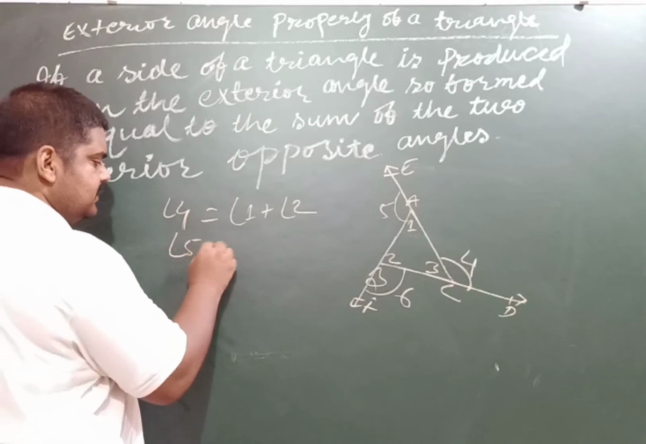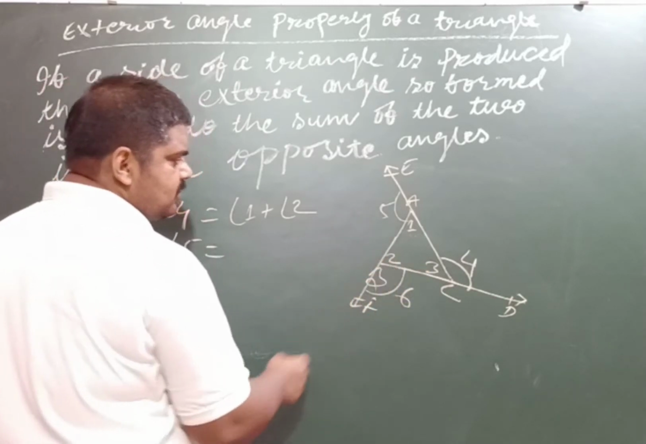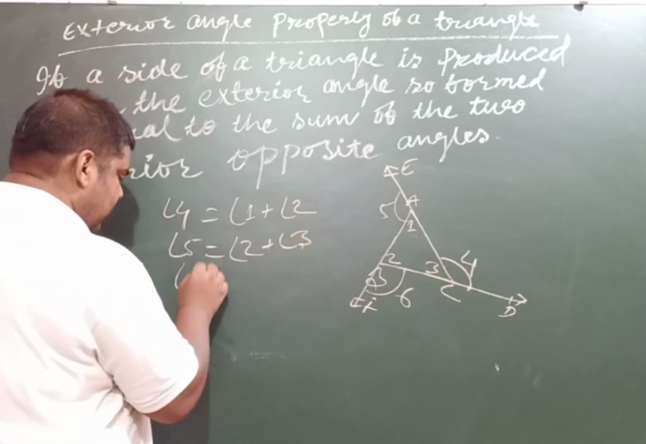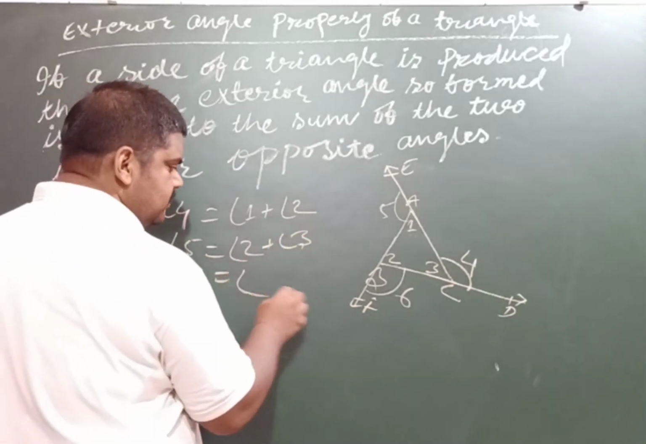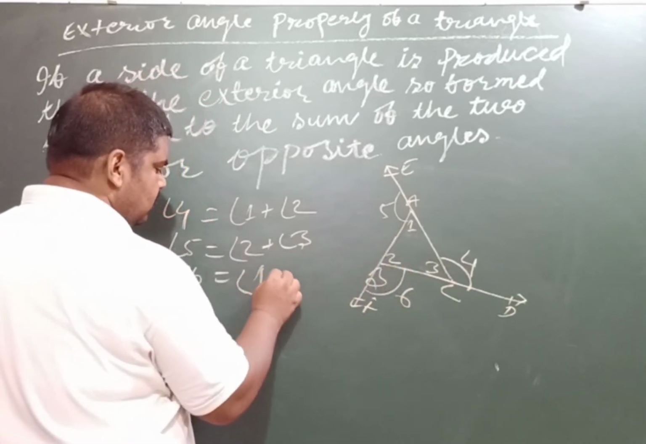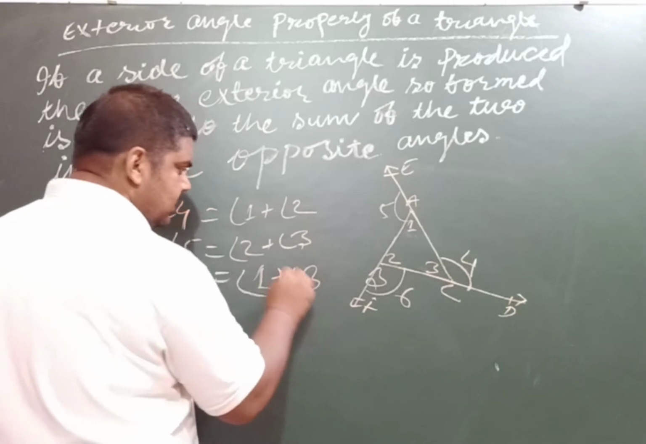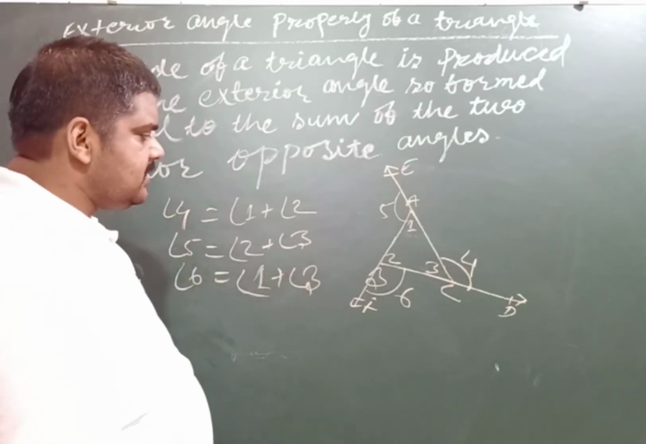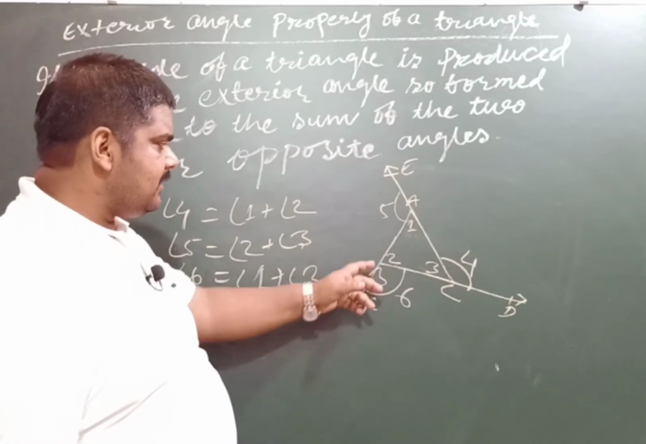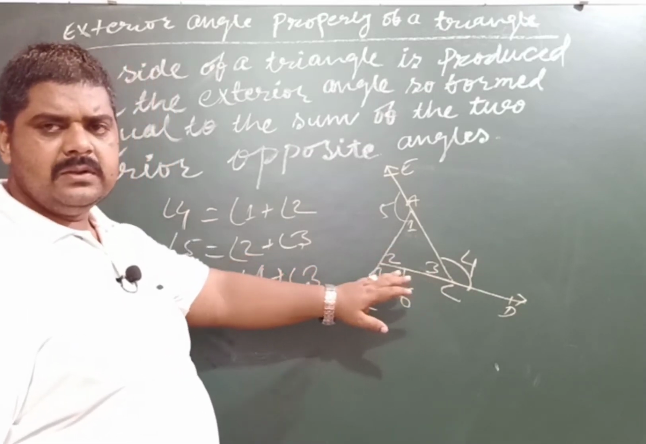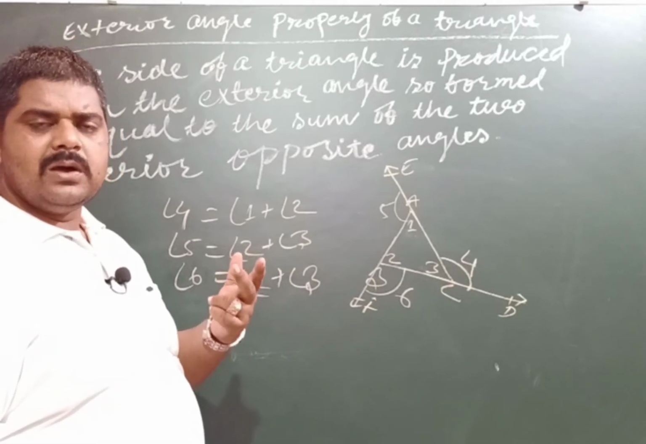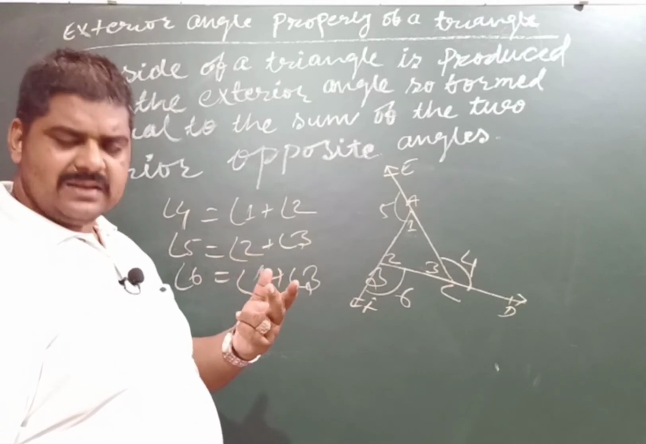Similarly, if you extend this side up to E and name that angle 5, and this one F and name it angle 6, angle 5 is equal to the opposite interior angles, angle 2 plus angle 3, and angle 6 is equal to its interior opposite angles, that is angle 1 plus angle 3. What you have noticed is that if you extend any side, the exterior angle formed must be equal to the sum of the two interior opposite angles.